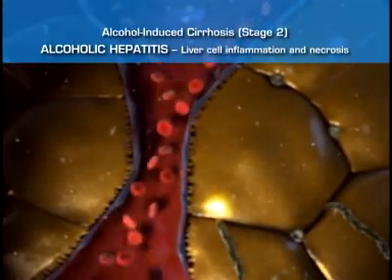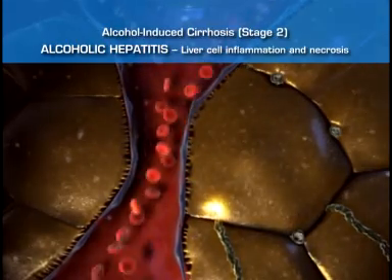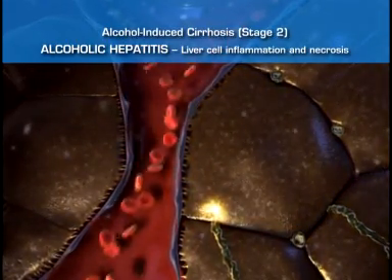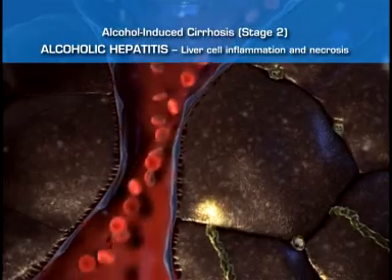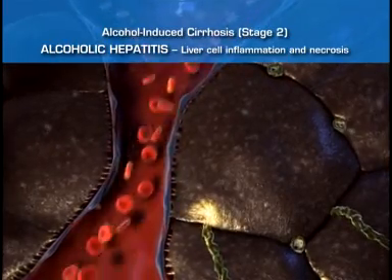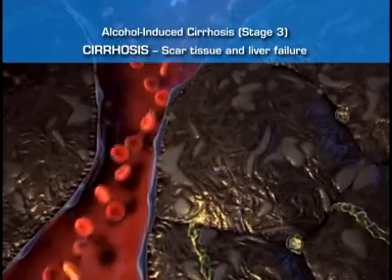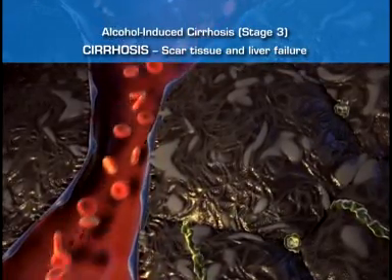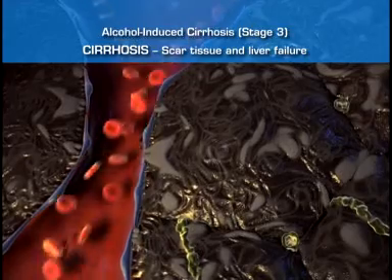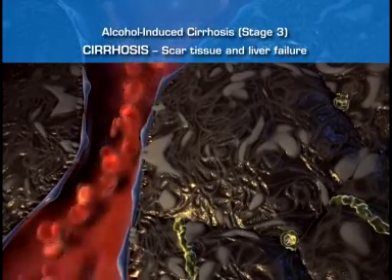Alcoholic hepatitis, the second stage, is characterized by the inflammation and necrosis of liver cells. This stage of the illness is sometimes reversible. Cirrhosis itself is the final, irreversible stage of alcoholic cirrhosis, in which dead liver cells are replaced by scar tissue, leading eventually to liver failure.